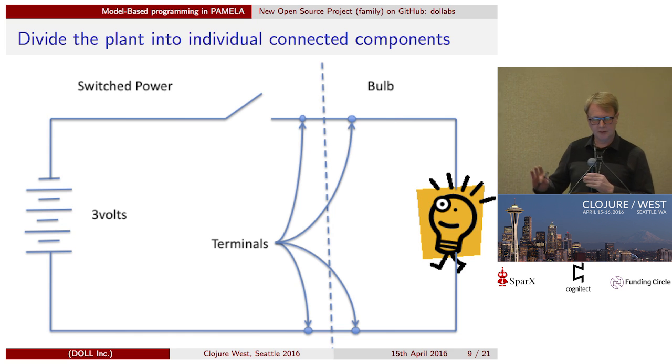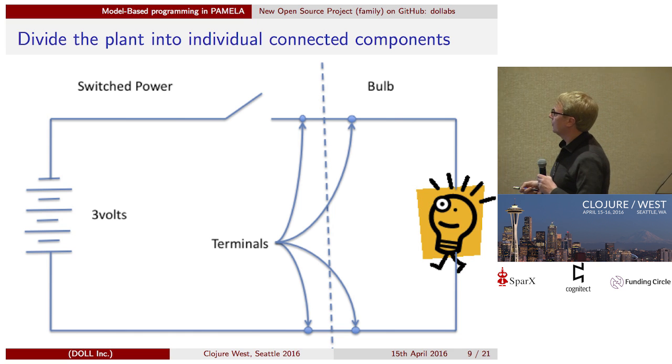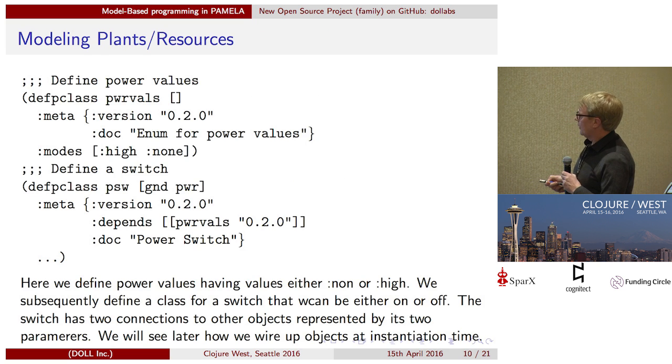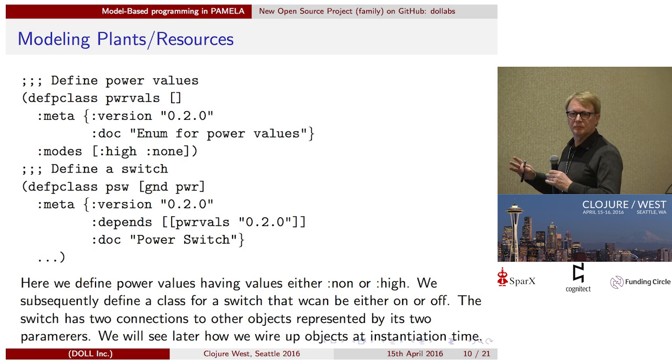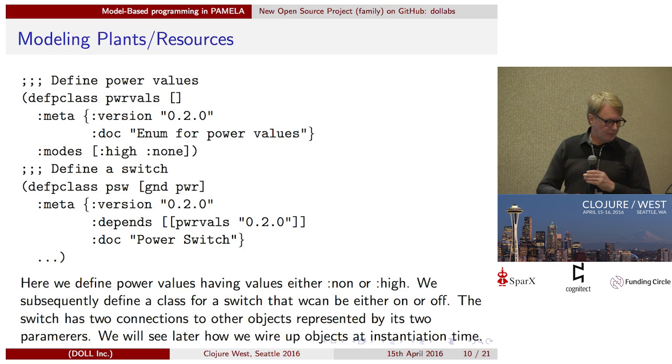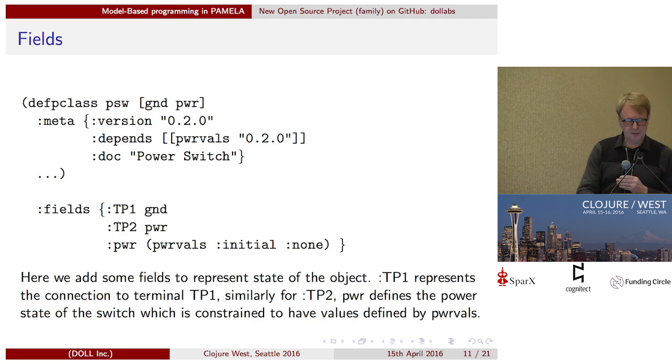I'm going to go through this quickly. Don't worry about the syntax, and I'm not going to explain everything. All we need to know about this is that we're defining values that are going to be used for the power values, high and none. The power can be high or it can be non-existent depending on the switch. And we can define a class for the powered switch. And now I'm going to add piece by piece to that definition.